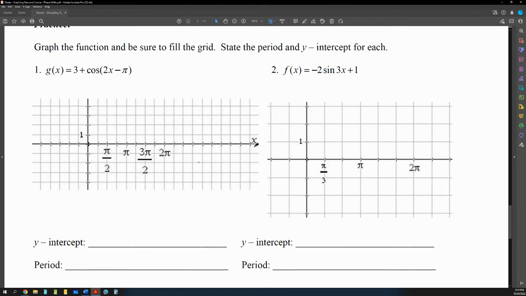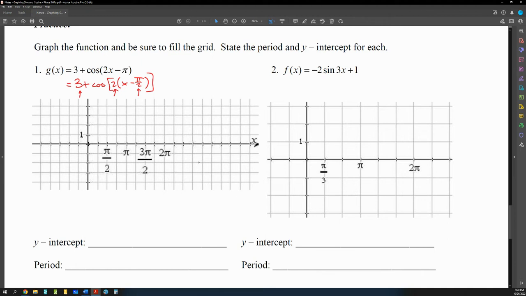The first thing I want to do here is factor out that argument. So we have 3 plus cosine of, factor out that 2. When you factor out that 2, you get x minus pi halves. That helps us determine our transformations. So I notice that my b value is 2, and we have a horizontal shift to the right pi halves units. We also have a vertical shift up 3 units.